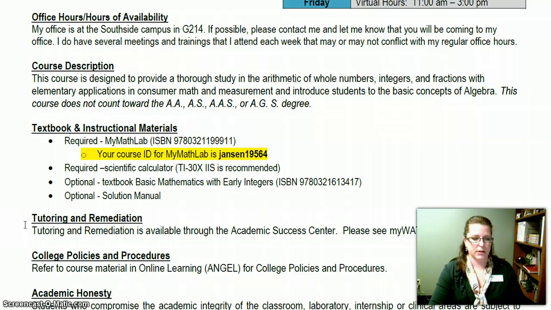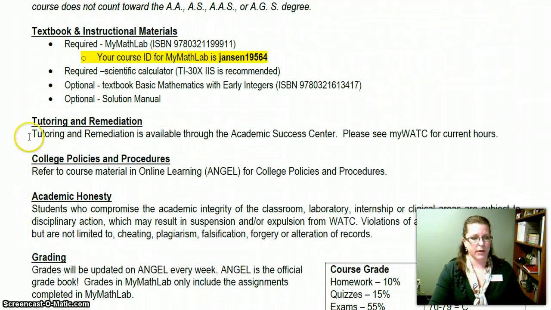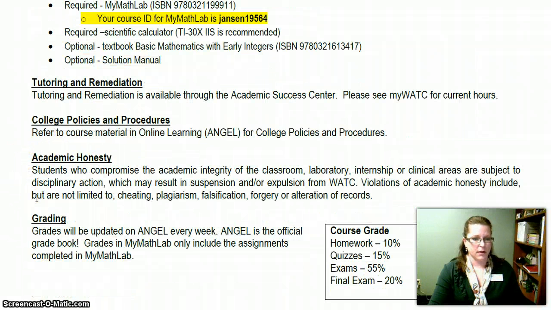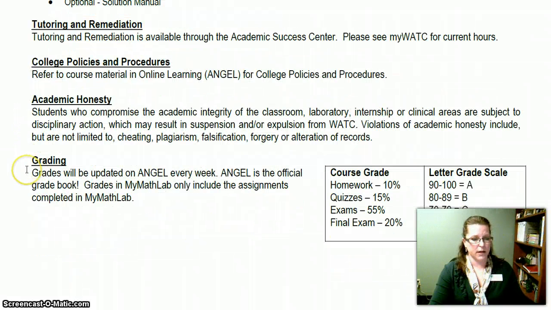Tutoring and remediation. Tutoring is offered at both campuses. The times vary, so please check the MyWATC website for current hours. The college policies and procedures, I'll let you read through those on Angel. Those are posted in the Read Me First folder.